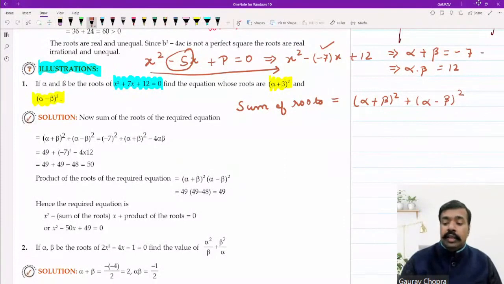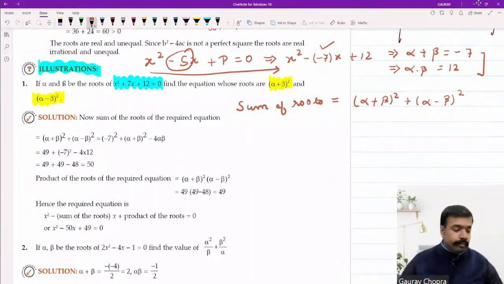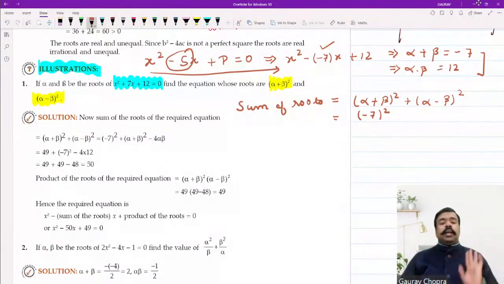So we have these values, alpha plus beta and alpha into beta, from the given equation, and from that given equation we have to apply them in the new one. So let's find out the sum of the roots. Alpha plus beta we have as minus 7, so we have substituted the value. But for alpha minus beta, we don't have the values.